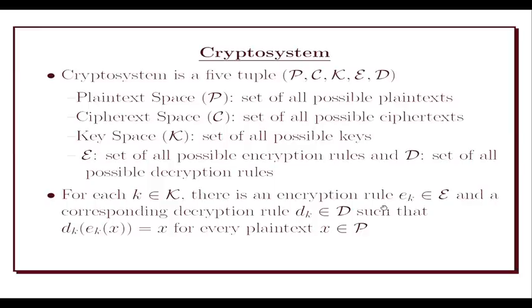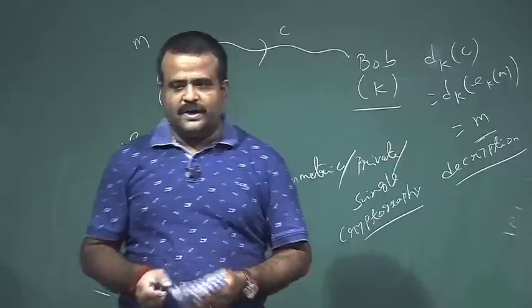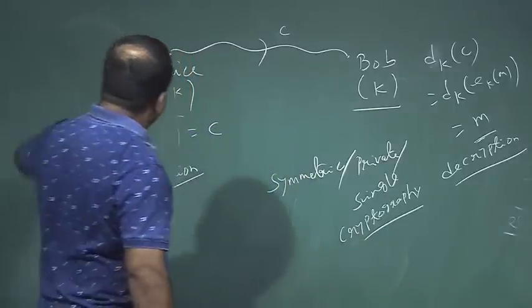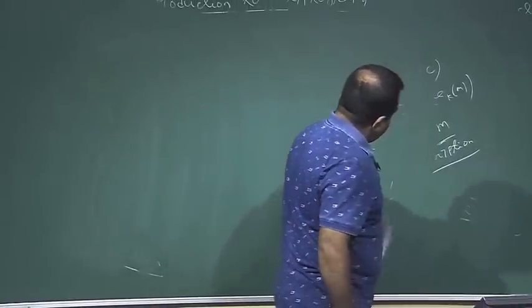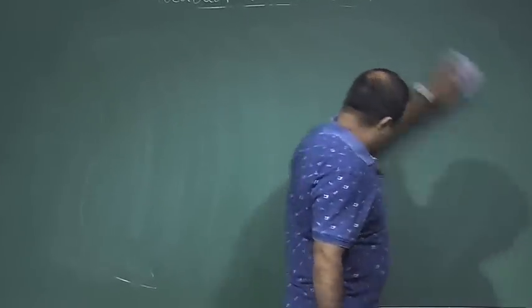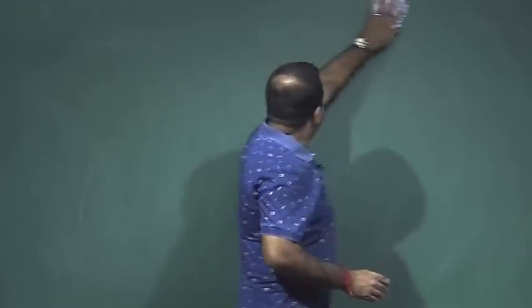Okay, so coming back to the formal definition of a crypto system. What do we mean by a crypto system? Typically, a crypto system is a 5-tuple.